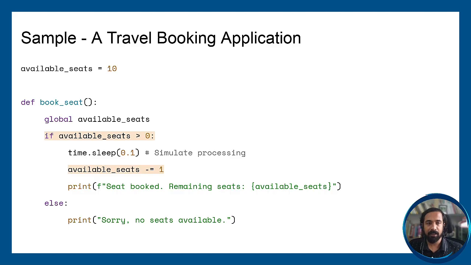Now let's consider an example. We have 10 available seats and we have a script for booking travel seats. We have the book seat function defined. If the number of available seats is greater than 0, we are sleeping for a small delay to simulate some processing. We are deducting the available seats by 1 and we are printing a message indicating that the seat is booked. If the available seats is equal to or less than 0, we will print the message that no seats are available.